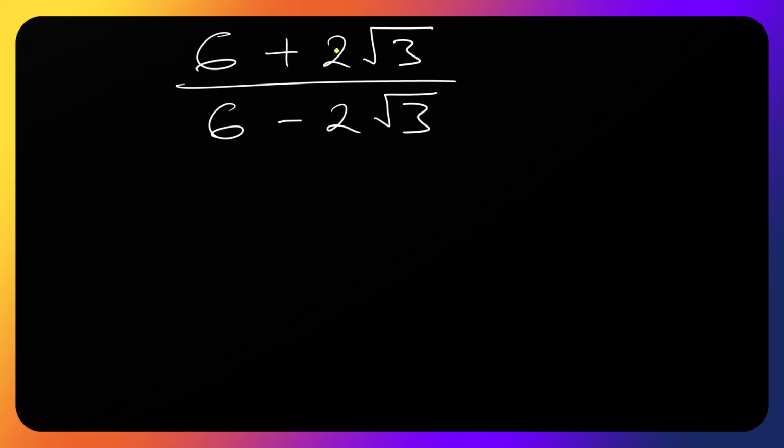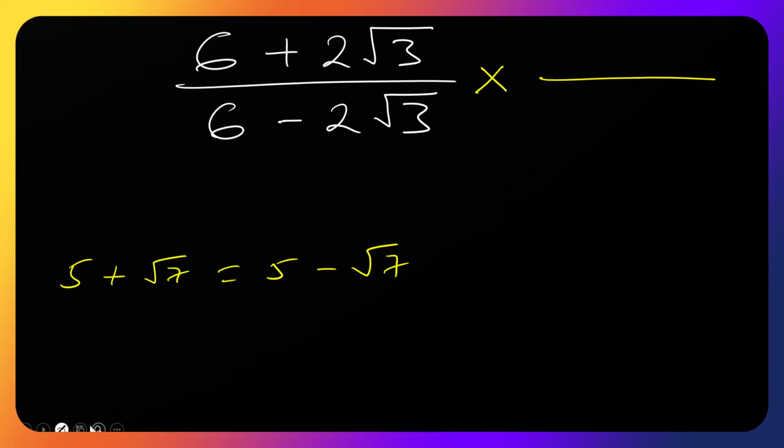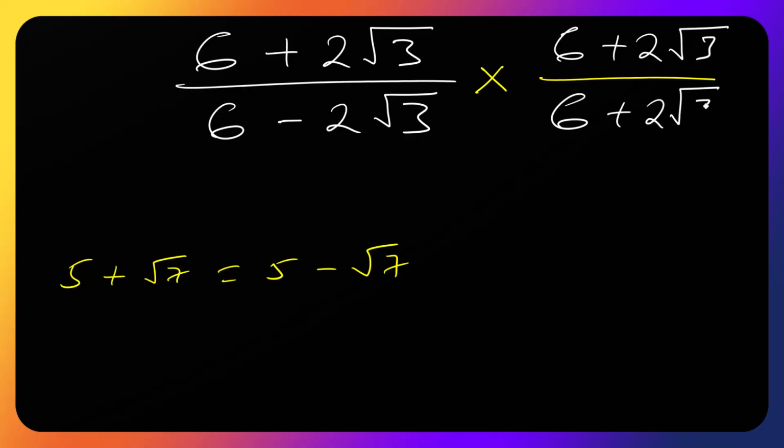Now let's go by the rationalization method as we take the conjugate of this. So I'll multiply both numerator and denominator by the conjugate of this. Remember, when we have 5 plus 7, this conjugate will be 5 minus 7. So I'll just say 6 plus 2 root 3.